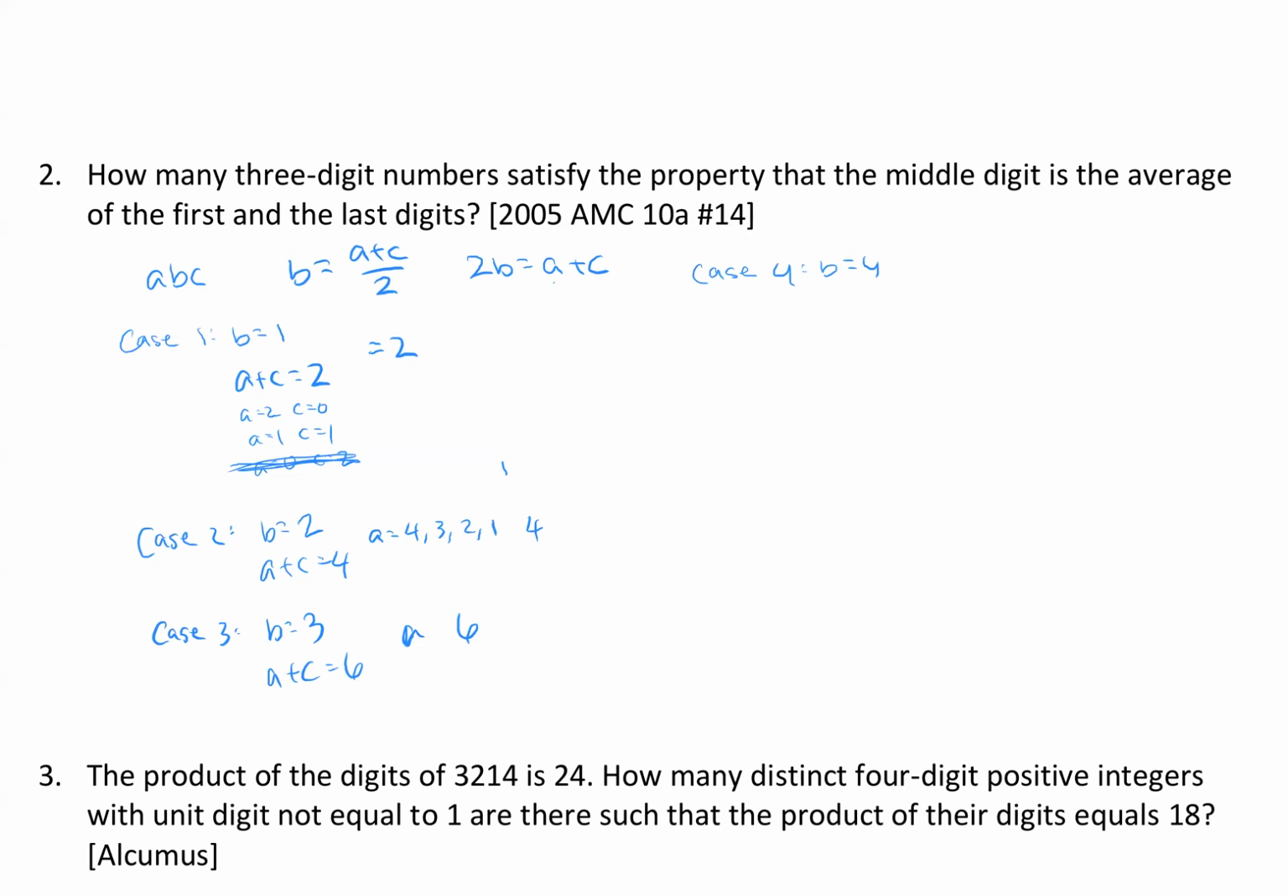If B equals 4, it's just 8, and then we can go so on until we get to case 5, B equals 5. Now, A plus C has to equal 10, right? But we can't just count the numbers anymore because when A equals 10, this won't work because a digit has to go from 0 through 9, so this is only 9 cases.